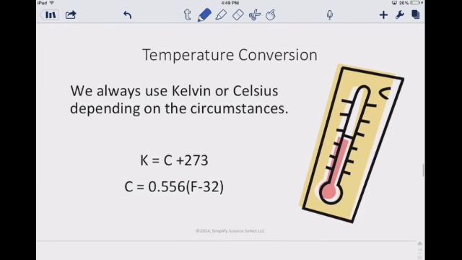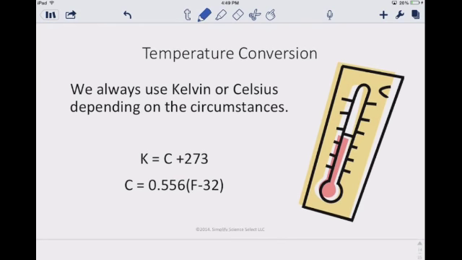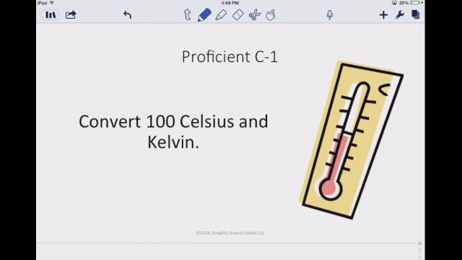When we're looking at temperature conversions in science, we always use Kelvin or Celsius depending on our circumstance. When converting from Celsius to Kelvin, this is the equation that we use. If we're converting from Fahrenheit to Celsius, this is the equation that we use. So let's jump into an example. It says convert 100 degrees Celsius in Kelvin, so it probably should say to Kelvin. All we have to do is Kelvin equals our Celsius temperature plus 273.